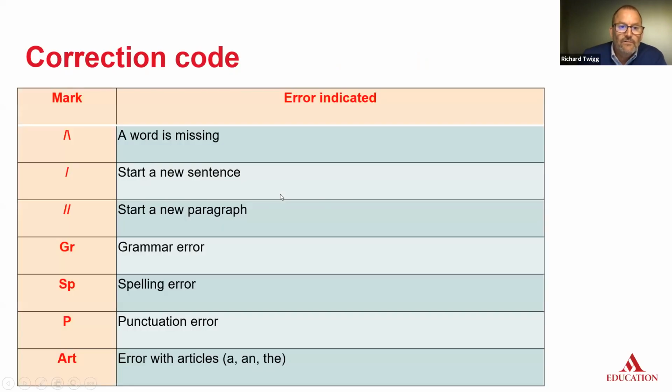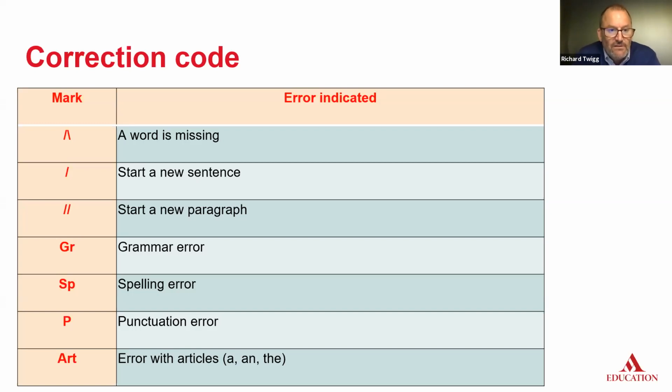Looking at the correction code, I'm pretty certain some of you have used something similar. If you do have a correction code, it is really important that the students are aware of what the code means. So it's quite common to use the upside down V to show that there's a word missing, start a new sentence. I use the double lines to show a new paragraph far too often. Here in Italy, it's something that the students struggle with, using paragraphs, writing paragraphs, which is something we'll look at later.